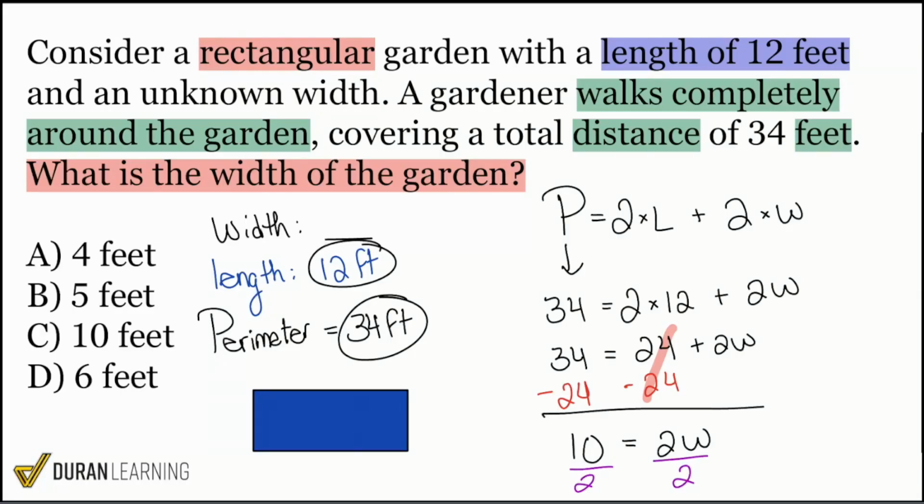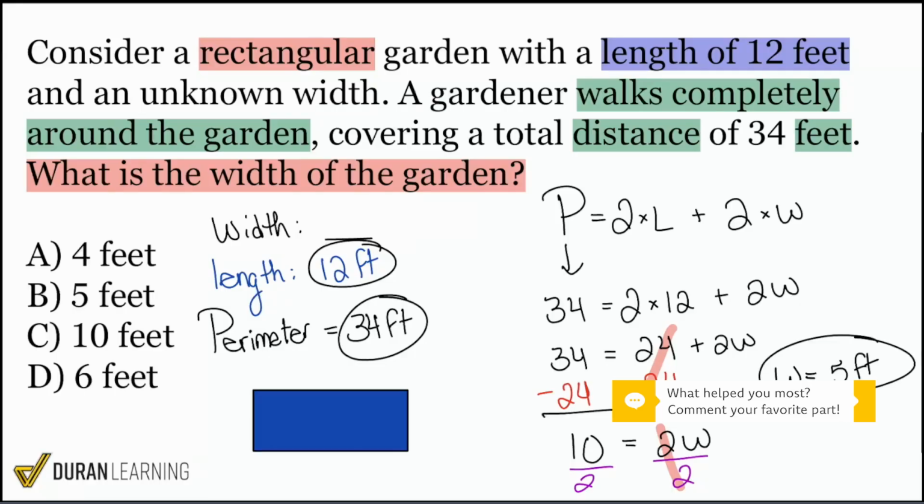And that's it. We're done. We just have to make sure we know how to plug the right things into the right places and then solve the equation from there. So the missing width is going to be 5 feet. Answer choice B is correct. And there we are.